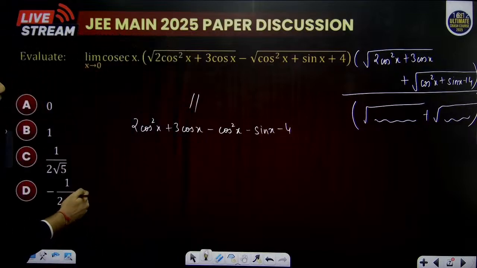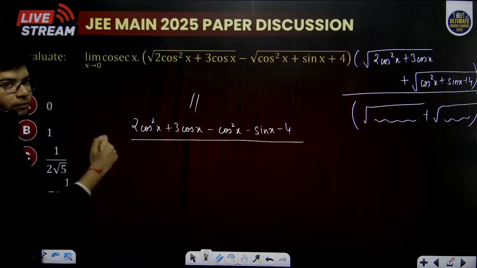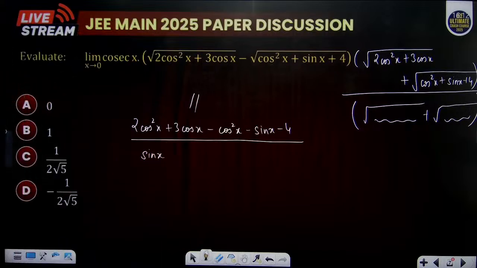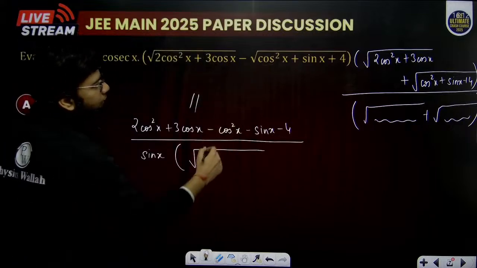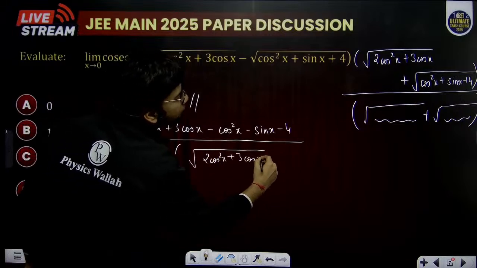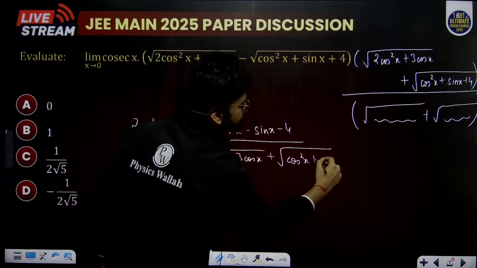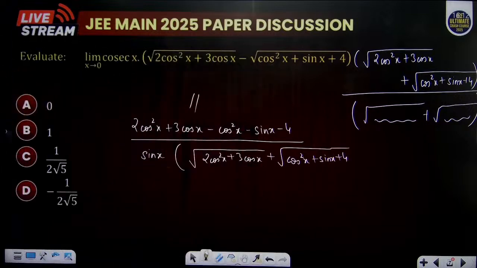So this is what we are getting. Then in the denominator, I'll get cosec x upon, so I'll get sin x. Sin x is here and this whole thing in root is here. Under root of this thing, 2 cos square x plus 3 cos x plus under root of cos square x plus sin x plus 4. Right? Let's simplify this. So what we are getting, 2 cos square x minus cos square x.